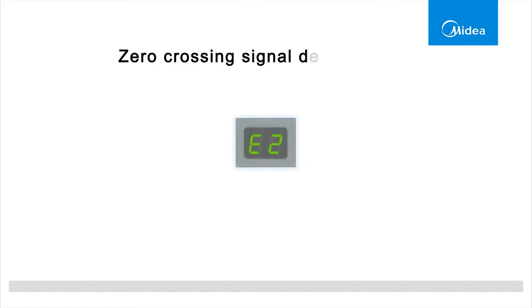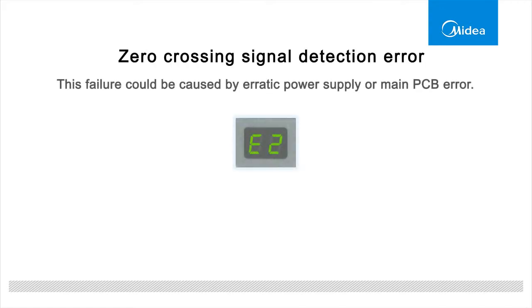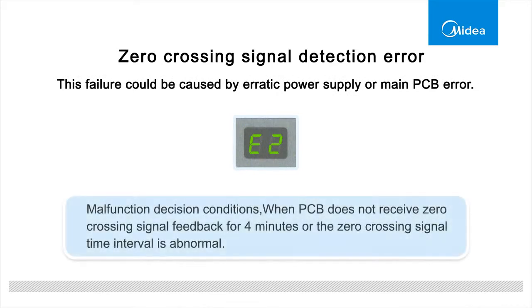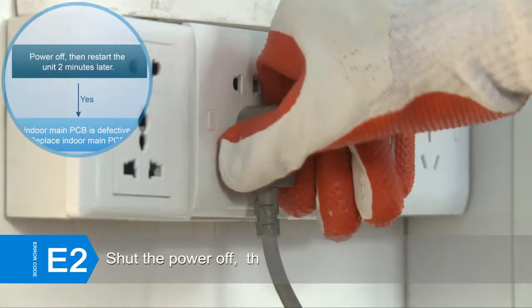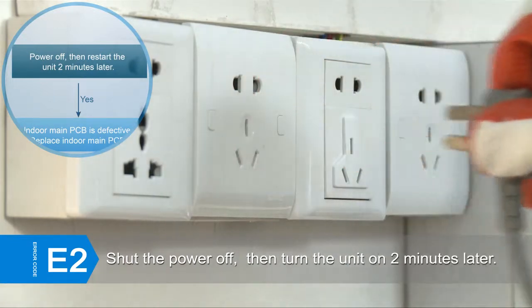When the indoor unit displays E2, that indicates zero crossing signal detection error. This failure could be caused by erratic power supply or main PCB error. Malfunction decision conditions: the PCB does not receive zero crossing signal feedback for 4 minutes, or the zero crossing signal time interval is abnormal. Shut the power off, then turn the unit on 2 minutes later.